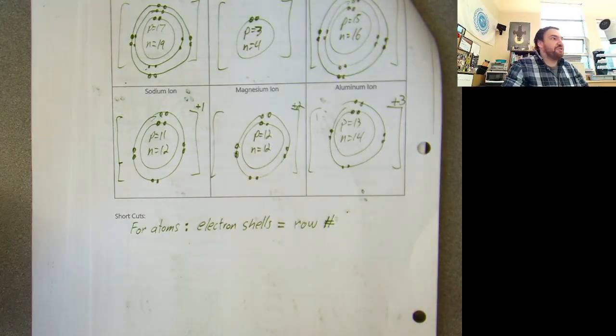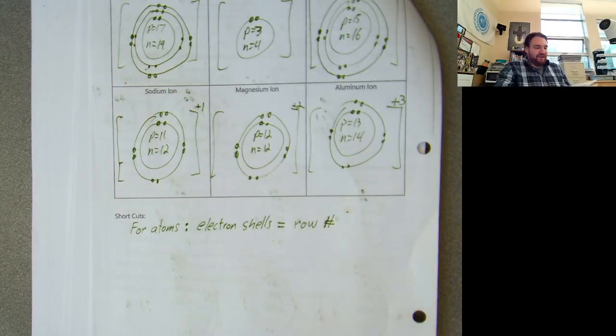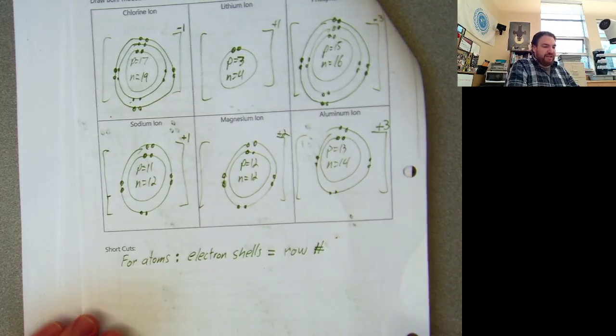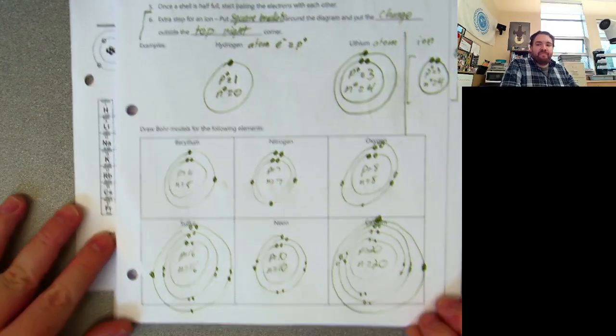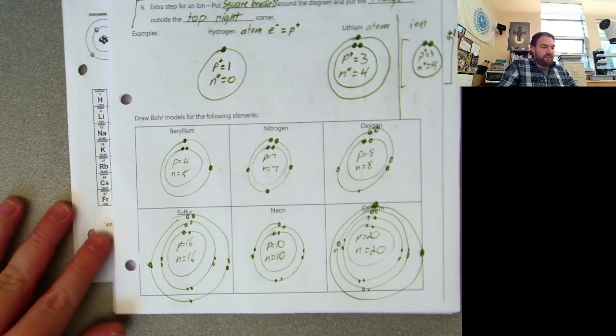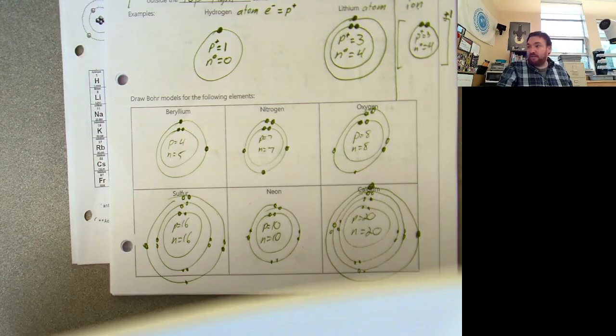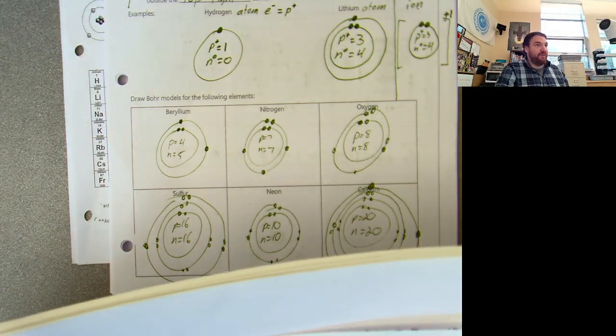There's something else interesting that shows up on the periodic table as far as these things are concerned. I'm going to flip back to the atoms. I want you to see if you can notice something else. The number of electron shells is going to equal the row number. And there's another neat relationship between some other feature of the Bohr diagrams and some other part of the periodic table.